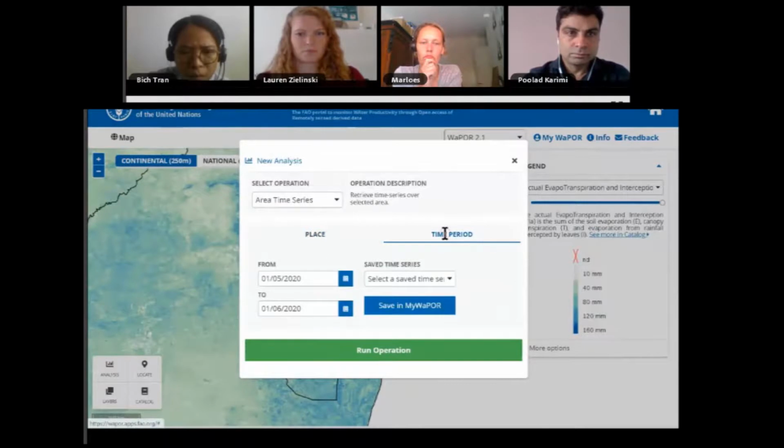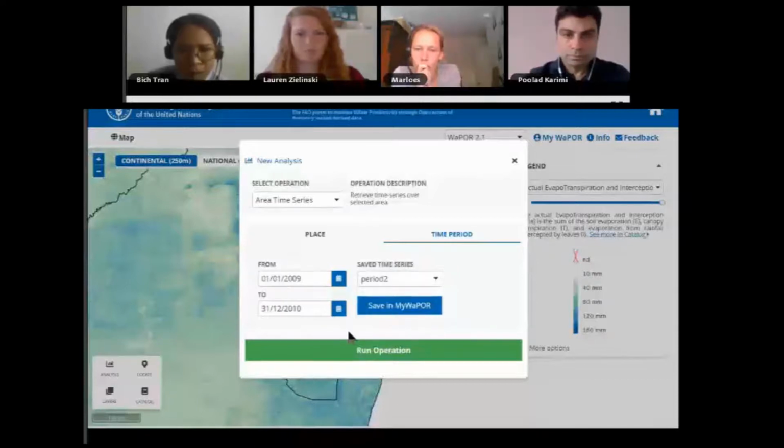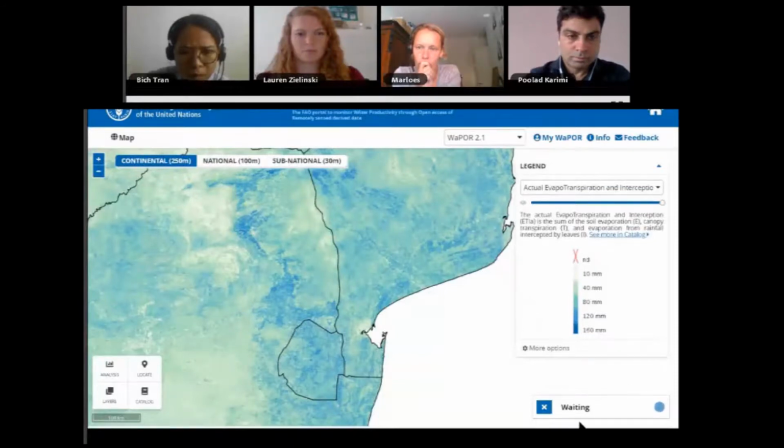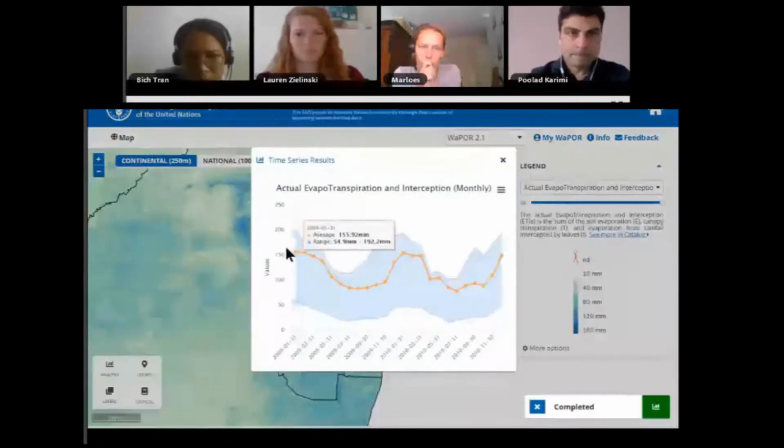After that, you will need to select a time period to extract data. This is similar to point time series analysis. For this, I choose the time period that I have saved before. Then I can click Run Operation. On the right corner, you can see the status of processing. Once it shows completed, click on the green button.